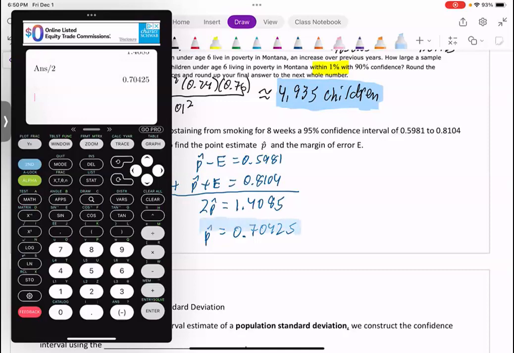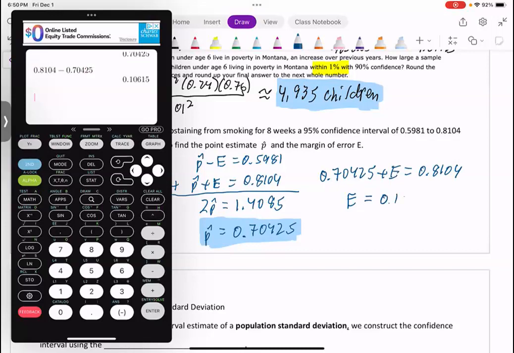There's my p hat. And I'm now going to plug that into this bottom equation here. So 0.70425 plus E equals 0.8104. And when I subtract that to get E, 0.8104 minus 0.70425, I get that E is 0.10615. So there is my margin of error.